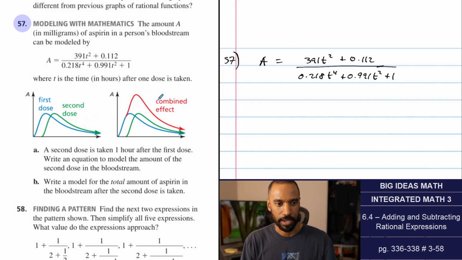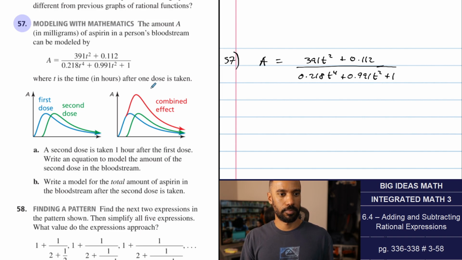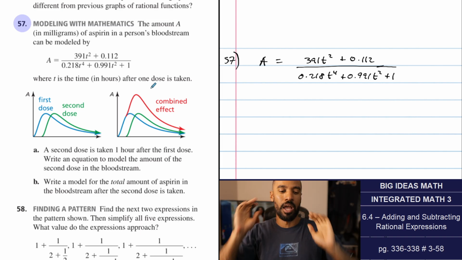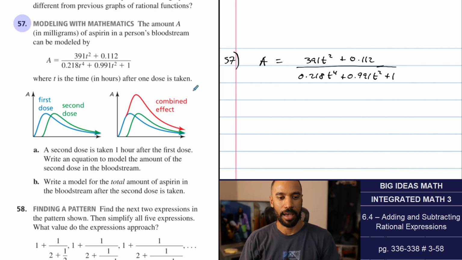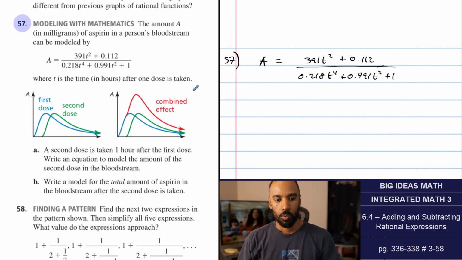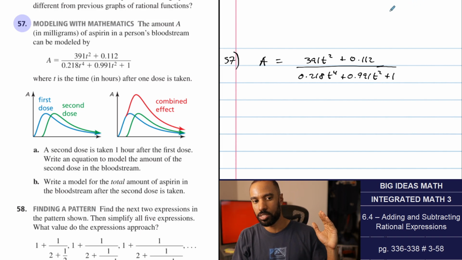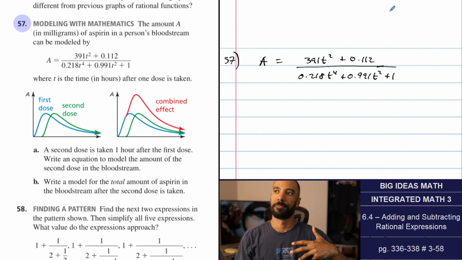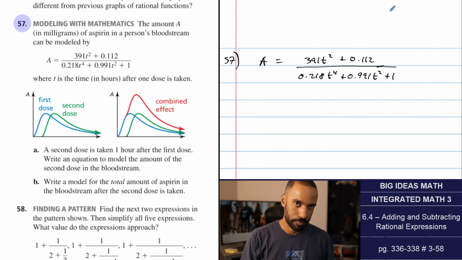There's a combined effect. The amount can be modeled by this, where t is the time after one dose is taken. A second dose is taken 1 hour after the first dose. Write an equation to model the amount of the second dose in the bloodstream. So with the second dose, t is the number of hours. 1 hour later, you've got to do t minus 1.